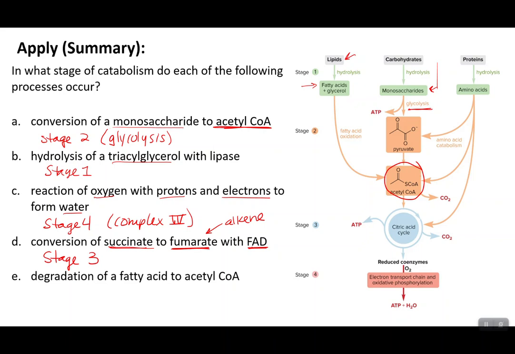All right, lastly, degradation of a fatty acid to acetyl-CoA. Again, acetyl-CoA, this is the product of stage 2. So we know this is happening in stage 2. And looking at our roadmap, we can see that the specific metabolic pathway in which this occurs is called fatty acid oxidation. So this metabolic pathway, which is a series of reactions, this is how a fatty acid is converted to that acetyl-CoA molecule that then feeds into the citric acid cycle.